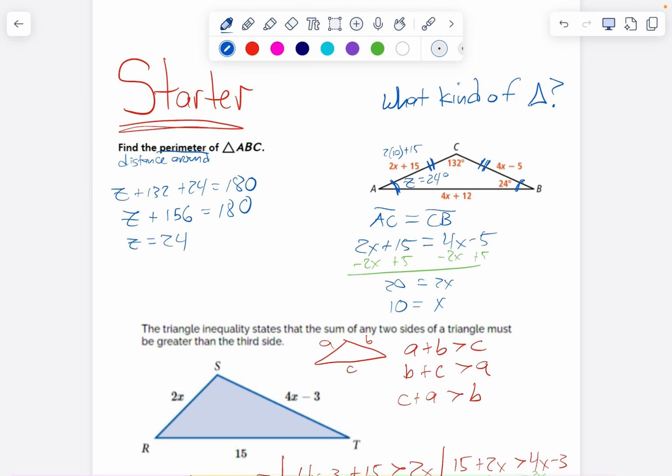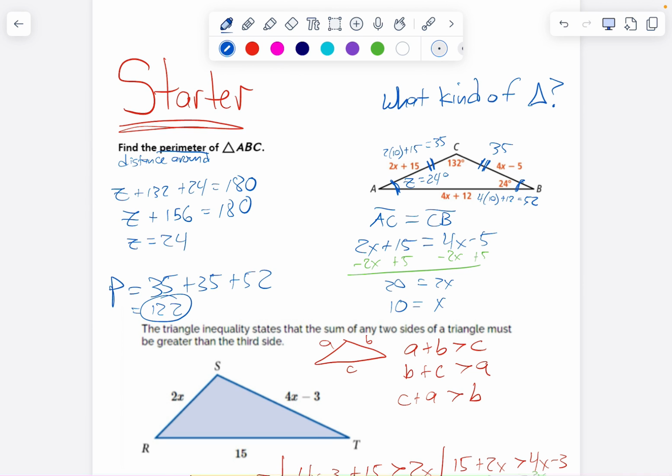Of course, we know the other side is the same, so we don't really need to plug x in over there because it's congruent. So this is 35, this is 35, and then down here, 4 times 10 plus 12 is 52. So our perimeter is 35 plus 35 plus 52, which is 122.